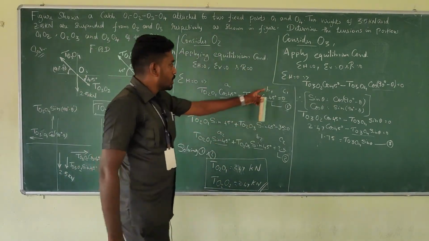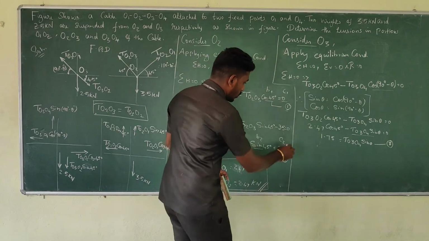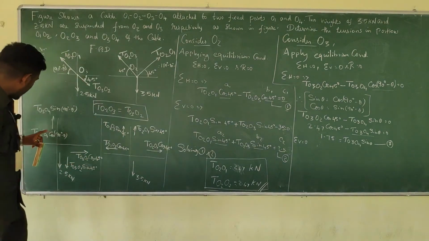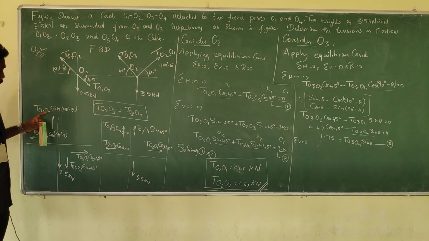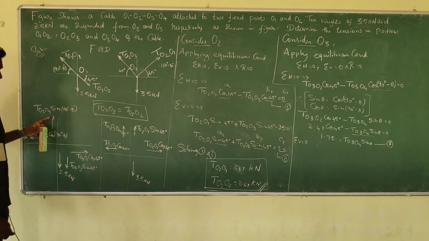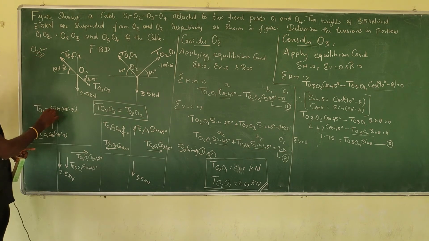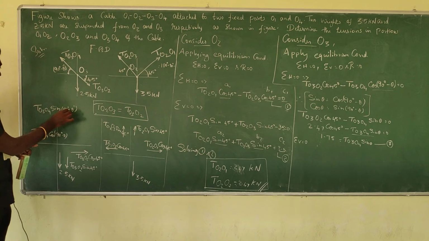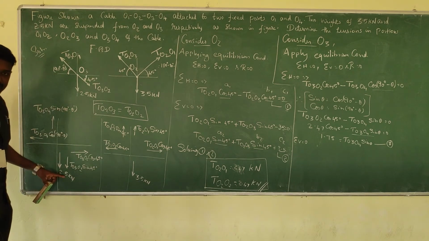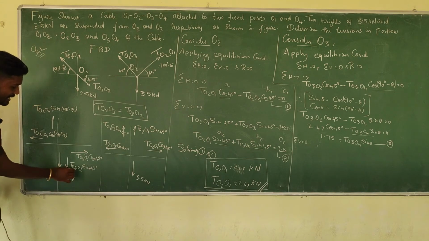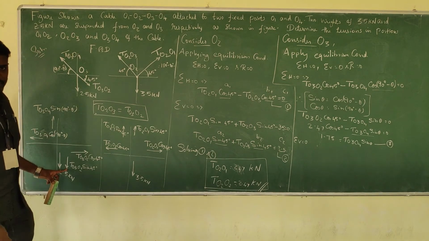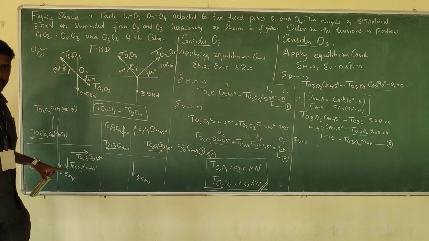And next I'm going to apply the sum of vertical forces is equal to 0. Here we have the vertical force T O3 O4 sine 90 degree minus theta, and here we have two forces. This force is directed upward, so T O3 O4 sine 90 minus theta will carry a positive sign, and the two forces directed downwards, 2.5 and T O3 O2 sine 45, will both carry negative signs. Upward is positive, downwards is negative.